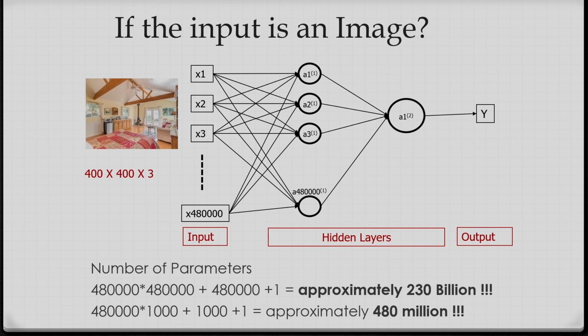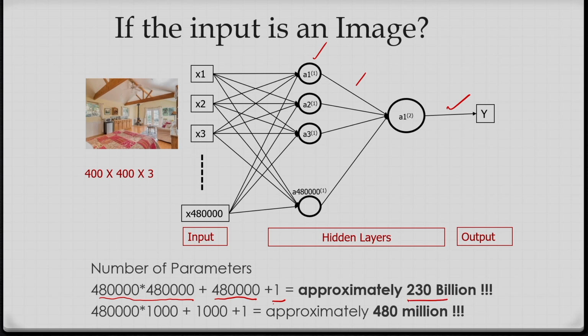If I consider this network, for the number of parameters, the connections between the input and the first hidden layer will be 4,80,000 into 4,80,000. And after this, the connections between the second layer and the third layer: it is again 4,80,000 plus one terminal, that is the connection between the second hidden layer and the output. So approximately it is 230 billion parameters.